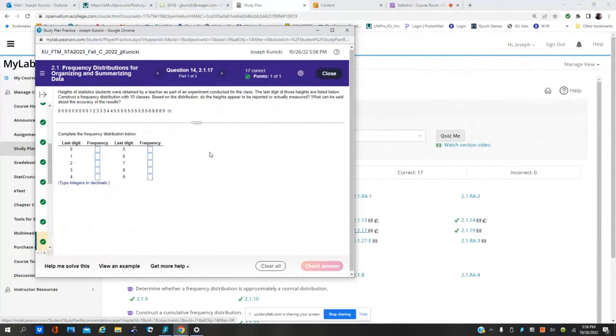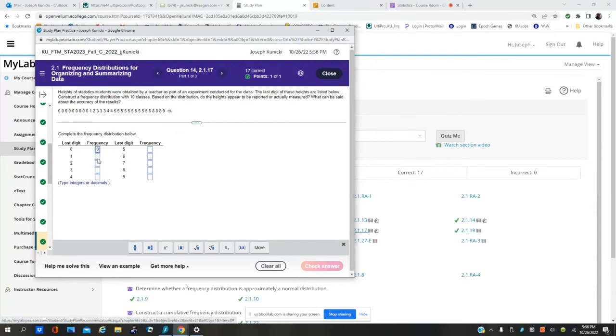So heights of statistics students were obtained by a teacher as part of an experiment conducted for the class. The last digit of those heights are listed below. Construct the frequency distribution with 10 classes based on the data. Okay, so let's do the frequency distribution. Let's see, there's 2, 4, 6, 8, 9 zeros.